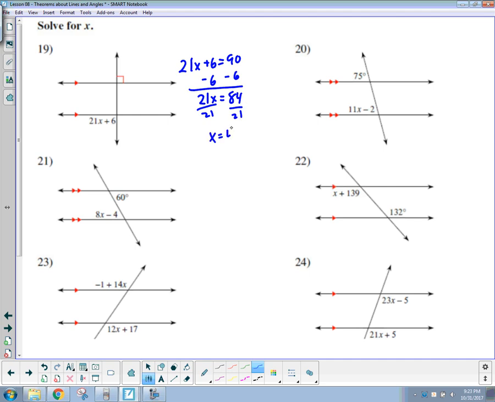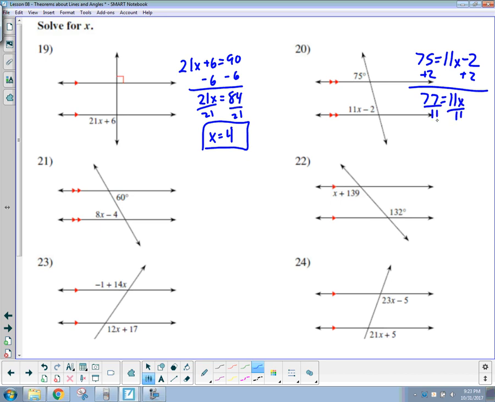These are corresponding, so make them equal each other. 75 equals 11x minus 2. Add 2 to both sides. 77 equals 11x. Divide by 11. x equals 7.